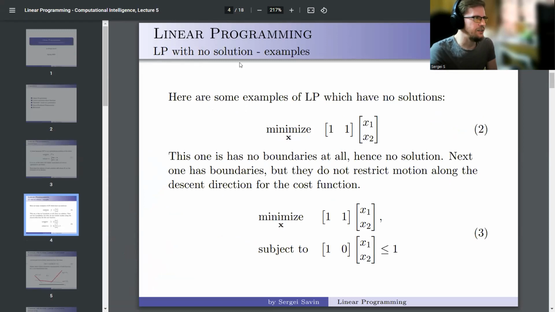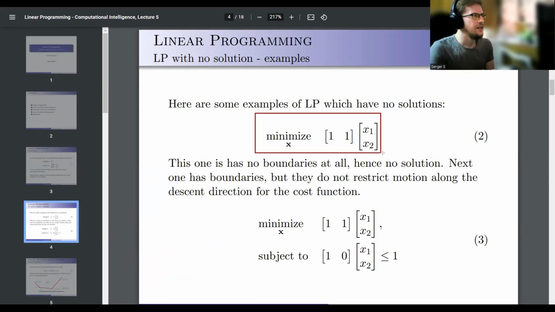So let us demonstrate a few problems which wouldn't have solutions. For example, this problem right here wouldn't have a solution. Why? Well, because it can infinitely decrease in the direction minus 1, minus 1. We can pick x1, x2 to be equal to minus 1, minus 1, minus 2, minus 2, minus 3, minus 3, minus 100, minus 100, etc. Infinite decrease. A solution, remember, is a finite number. So it doesn't have a solution.